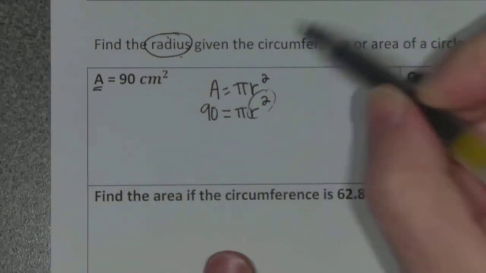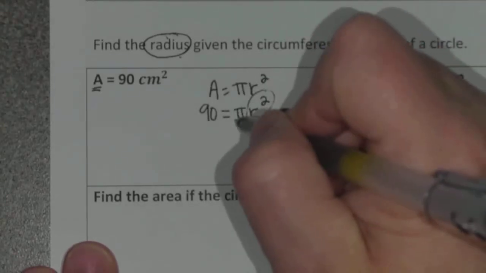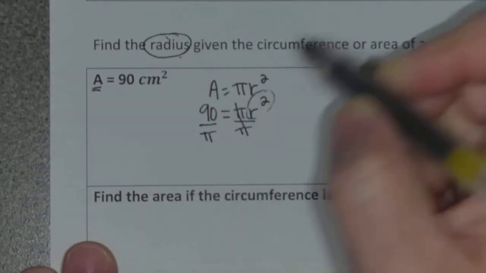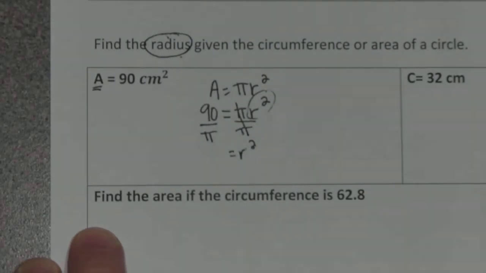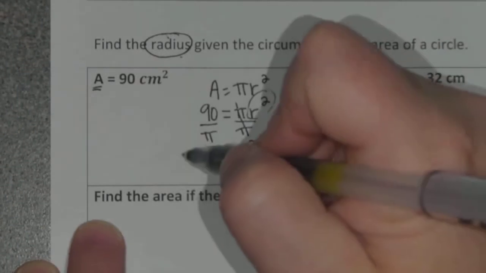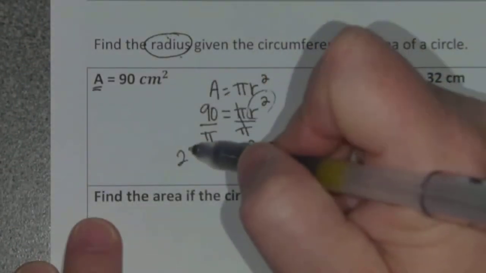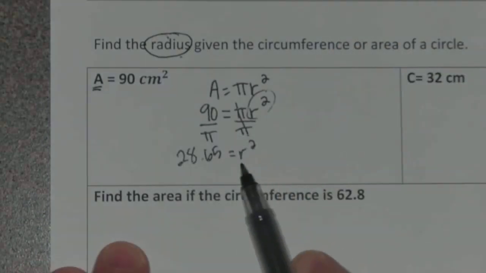So how do I get the radius by itself? What's the first thing I get rid of? I get rid of the pi. So divide both sides by pi, which is really just calculator work. So do 90 divided by pi on your calculator. 28.64. Exactly. Yeah, if you round, 28.65. And then how do I get the squared off of the radius?